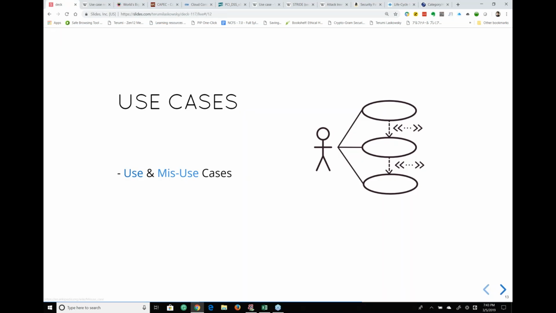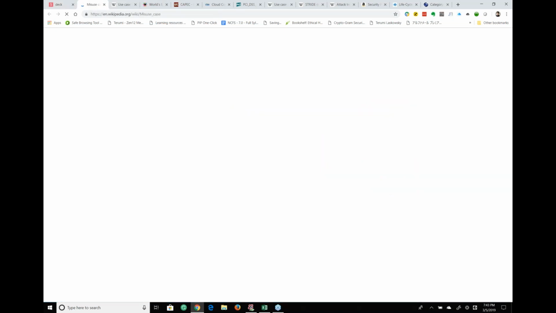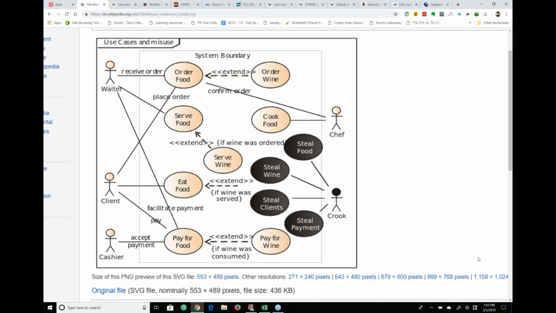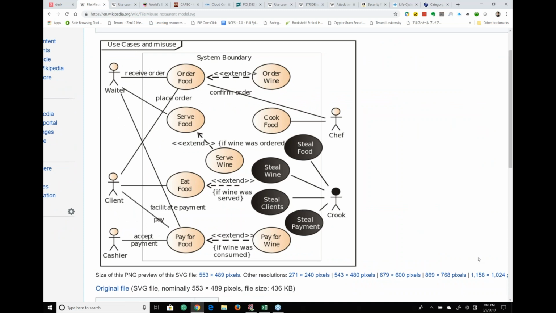But when we're talking about misuse cases, that's way different. So misuse cases, let's take the same example, right? Same food services, but notice that there's actually a brand new actor named crook, right? So these are all the ways that people can actually misuse your system, right? They'll steal the food, steal the wine, steal the client, steal the payment, okay? So the question is, that's not helpful, right, as is.